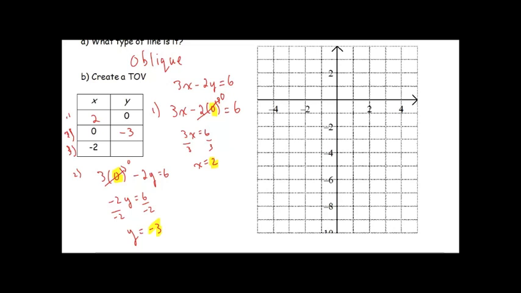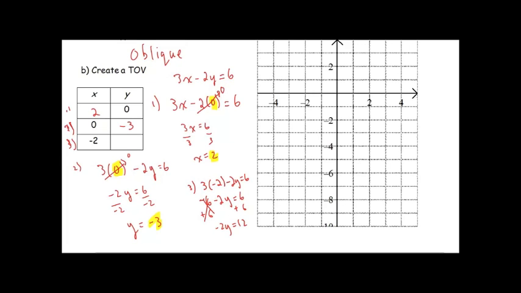Finally, our third point is where we have an x value of -2. So 3 times that x value of -2 minus 2y is equal to 6. 3 times -2 is -6, so -6 minus 2y is equal to 6. Then we can do a little algebra to figure out the y coordinate. -2 times y is equal to 12. So -2 times what is 12? y is equal to negative 6. Again, the number that matches an x of negative 2 is a y coordinate of negative 6.